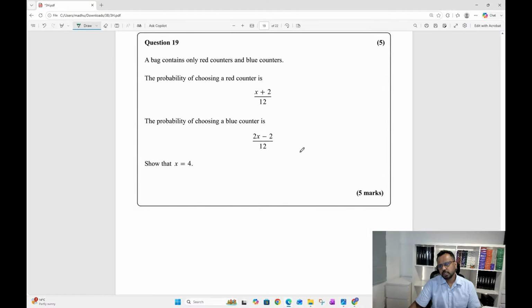Right, guys. Now, this question is quite easy. So I'm just going to quickly show you and move on, really. Right? A bag contains only red counters and blue counters. The probability of choosing a red is this, blue counter is this. Show that x is equal to 4. Because if there is only red and blue counters, they should add up to 1, right? So all you need to do is this and this is 1 and solve it. Thumbs up if you're okay to go to the next one.